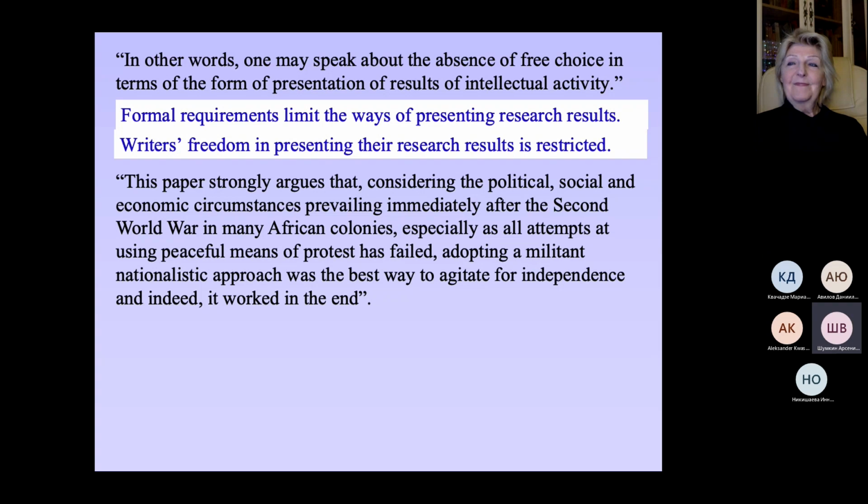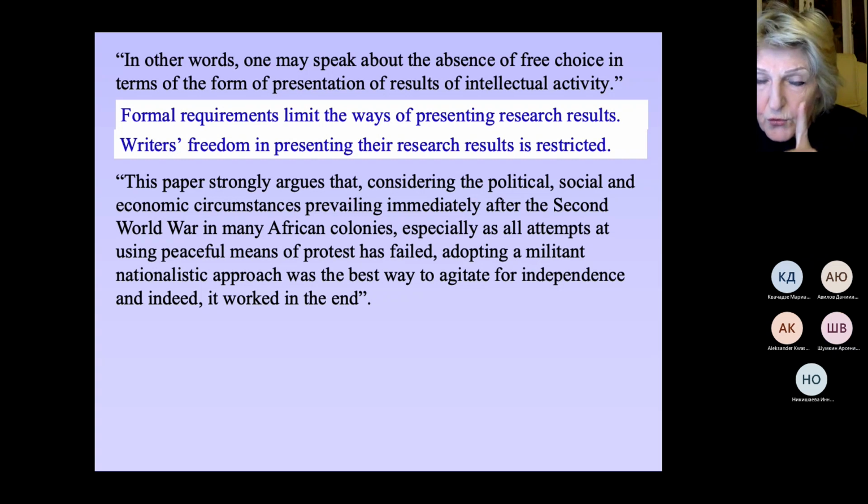So we can say that African colonies adopted a militant nationalistic approach to agitate for independence. I want you to draw your attention that there is a grammar mistake. Just grammar. Beginner's grammar, elementary grammar.